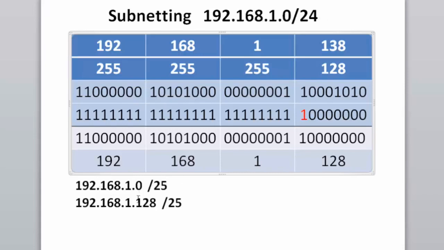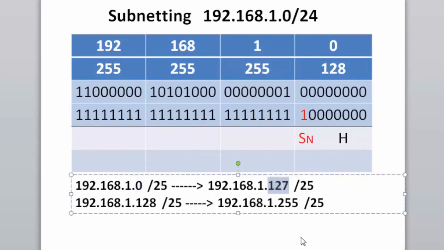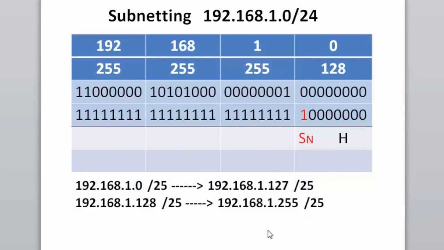So we've created two subnetworks from the single 192.168.1.0/24 network. The subnetworks go from 1.0 all the way up to 1.127, with 0 being the network address and 127 being the broadcast address. The second subnetwork starts at 128, so this is the network address because it's the first address, all the way up to 255, and since this is the last address, this is the broadcast address. In other words, the first address in the subnet is the network address, and the last address in the subnetwork is the broadcast address. This process is called subnetting.